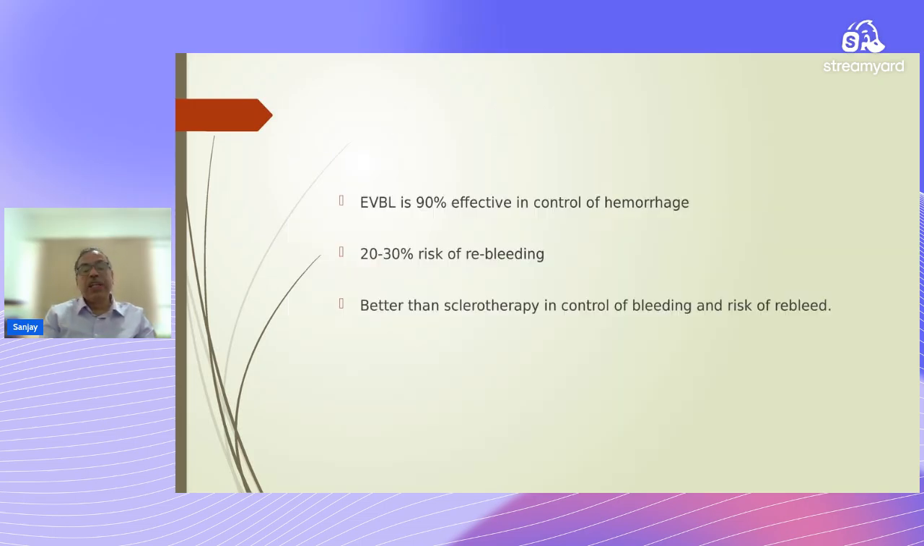EVBL is 90% effective in control of bleeding esophageal varices. However, the risk of rebleeding is always there, to the tune of 20 to 30%. But it is better than sclerotherapy in controlling the bleeding and the risk of rebleeding.